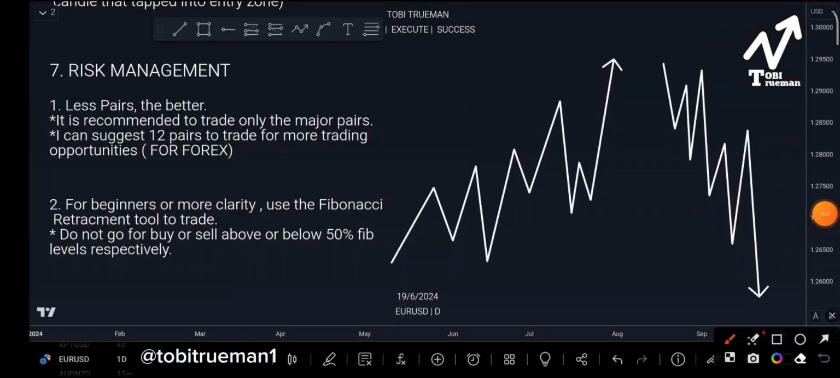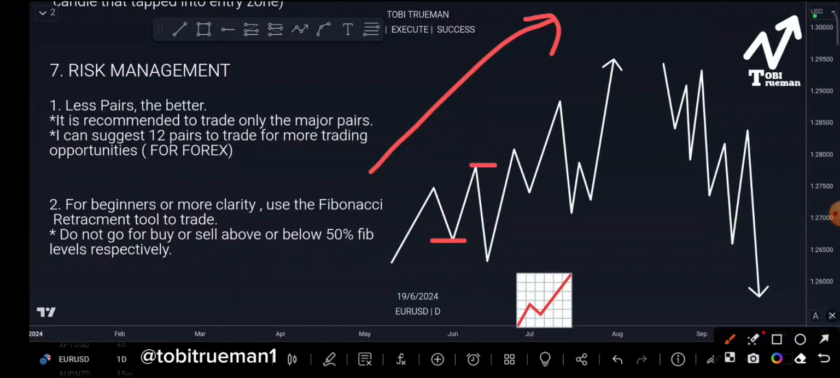Okay, now coming back to risk management, there are other things you have to do for beginners or for more clarity. You see, use the Fibonacci retracement tool to trade. I do not go for buy or sell above or below 50% fib levels, respectively. What I mean is this: we know that this is a bullish market, right? And then we know that price is taking inducement, break of structure, inducement again. What do we expect here? Price to come to the order block.